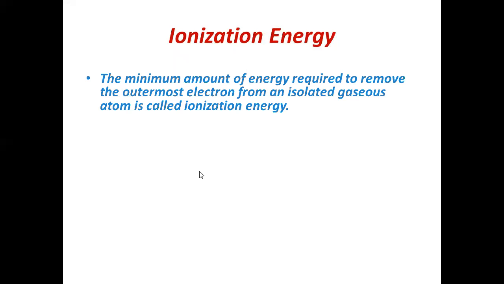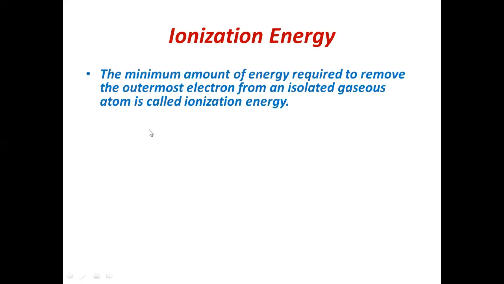The next important topic is ionization energy. What is ionization energy? The minimum amount of energy required to remove an electron from the outermost shell of an isolated gaseous atom is called ionization energy. Isolated gaseous atom means the atom is free, it is not in molecular form. That is called an isolated gaseous atom. And the energy required to remove an electron from the outermost shell is called ionization energy.